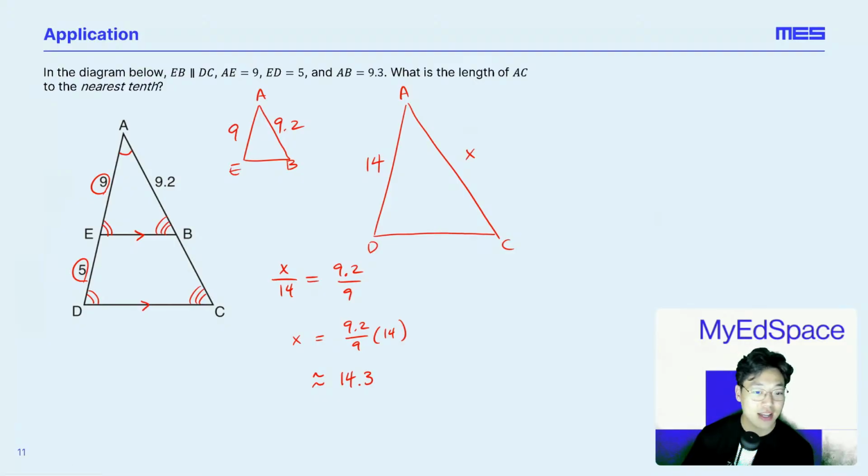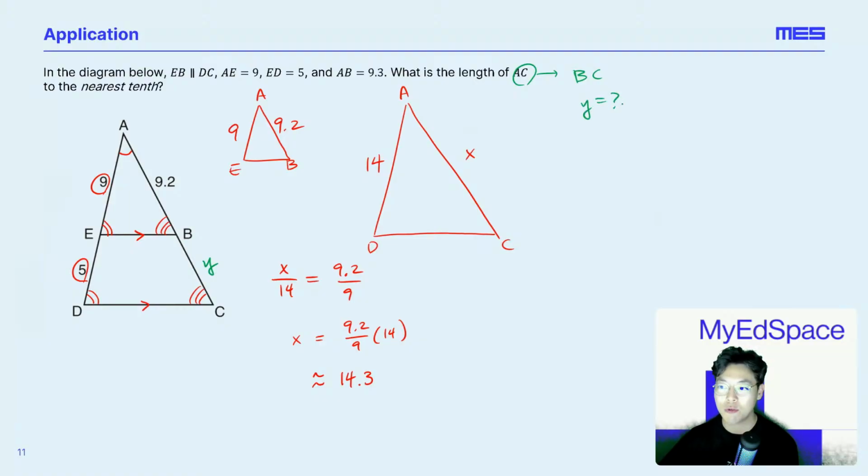So AC, it's not 9.2 plus X. Great point, Maddie. If we were asked to find BC, I would have called that X. But in this case, let me not call it X. Let me call it something different and use a different color as well. Let's call it BC Y. If they asked for BC instead of AC, then we would be looking for what Y is equal to.